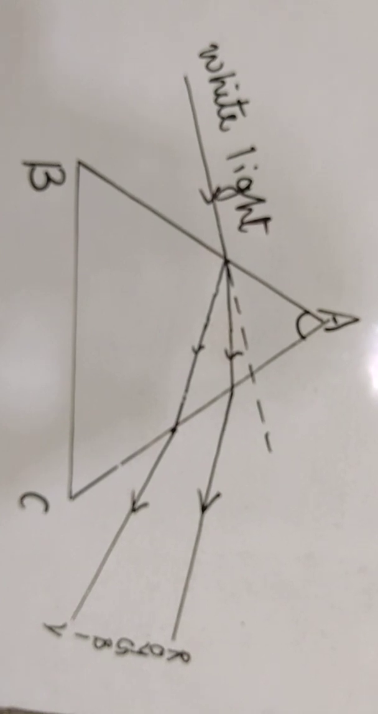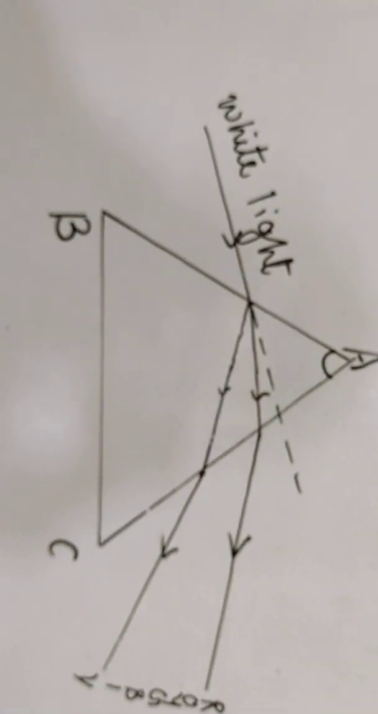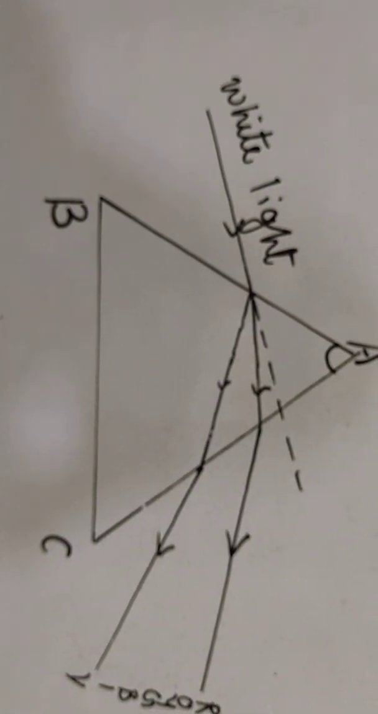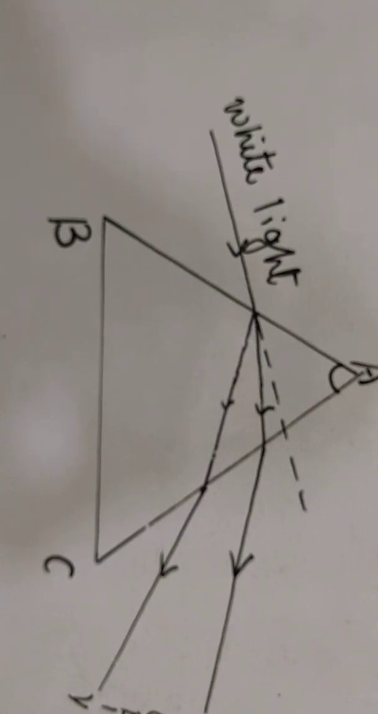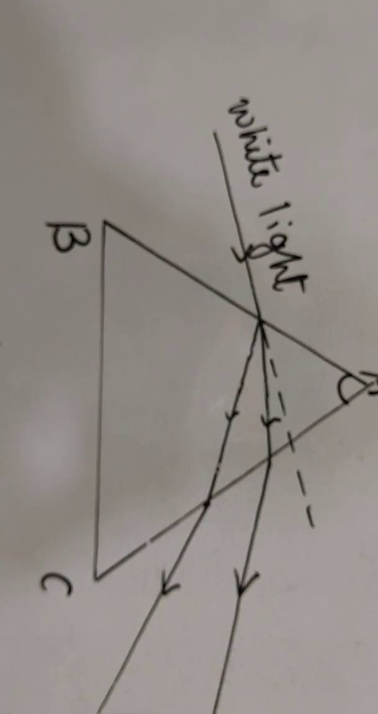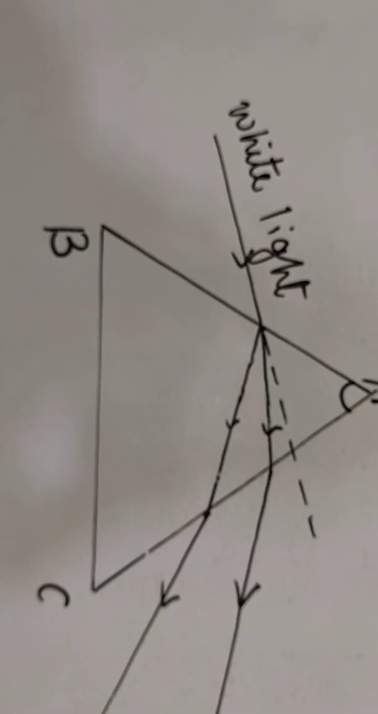Now I have drawn a simple diagram here. You can see that white light is incident on a glass prism, that is, the incident ray is white in color, and it splits into 7 colors after passing through a prism. Here I have shown only 2 rays, the extreme colors.